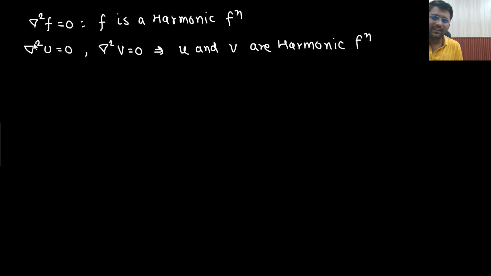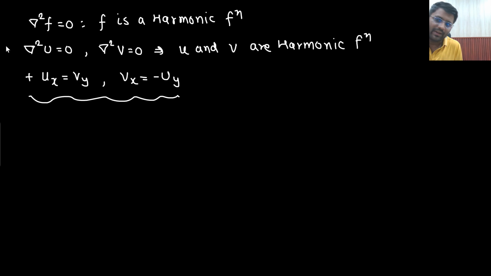Yes, they are harmonic functions. So this statement plus this statement, ux equals vy and vx equals minus uy. These two combined will make sure that f of z is analytic. F of z is analytic. Say yes or no.